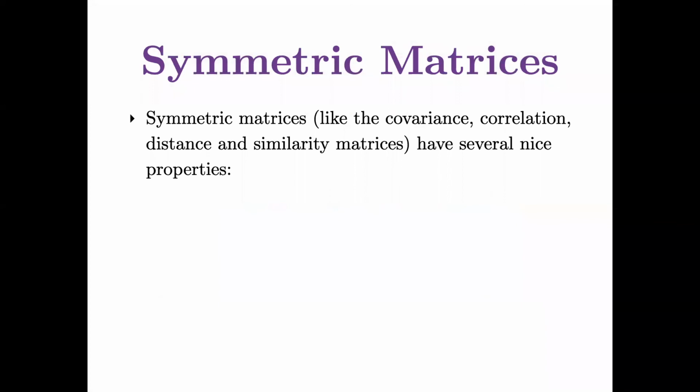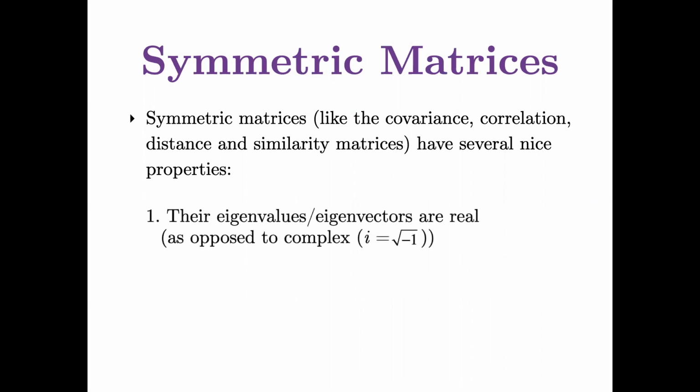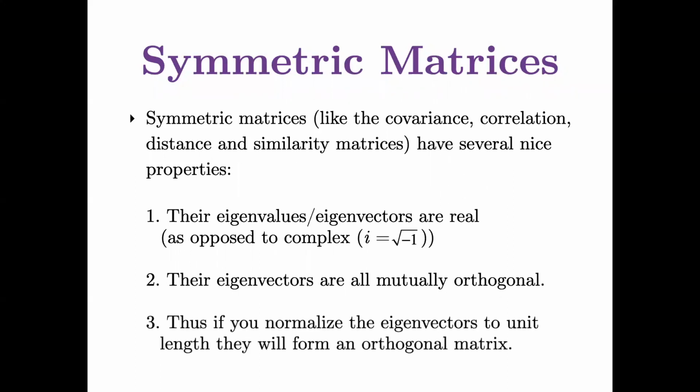The one final fact I'd like to share with you in this video is that symmetric matrices, like the covariance, the correlation, distance, similarity matrices, have several nice properties. The first is that their eigenvalues and eigenvectors are real, as opposed to complex. The second is that their eigenvectors are all mutually orthogonal. So if you normalize the eigenvectors to unit length, they will form an orthogonal matrix, or an orthonormal basis. And that's exactly what we're going to take advantage of in principal components.